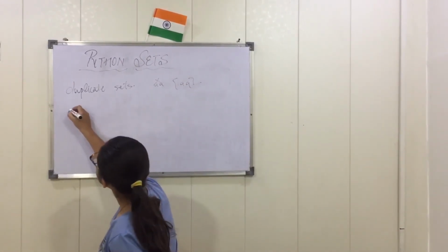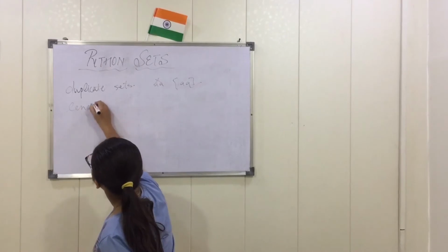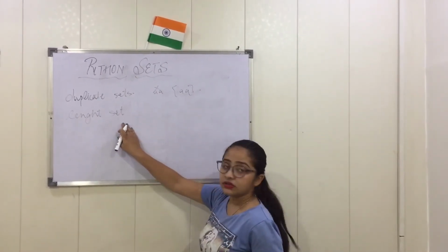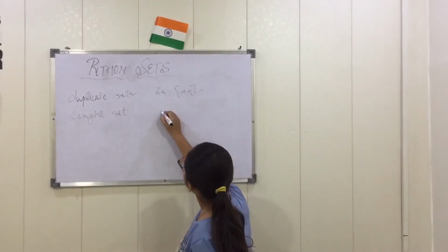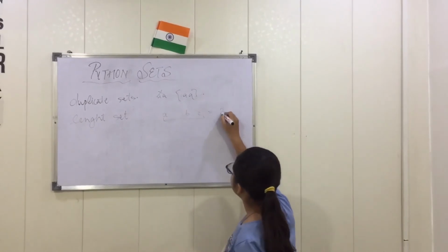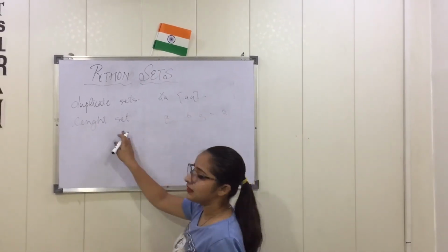Now another one is the length set, which is used to find the length of the set. Suppose I am writing here A, B, C. So the length of this is 3. So this is known as the length set.